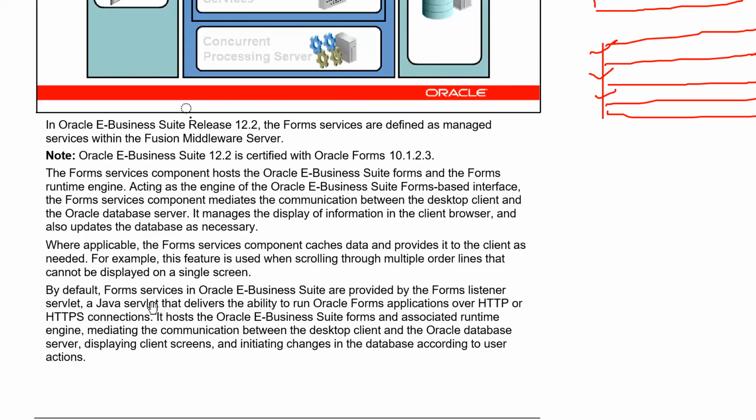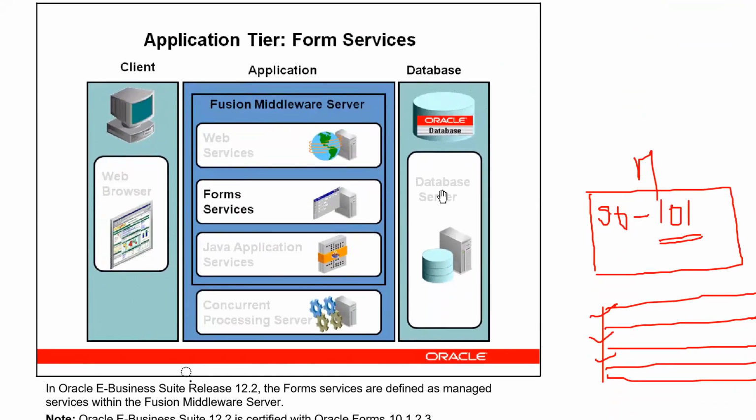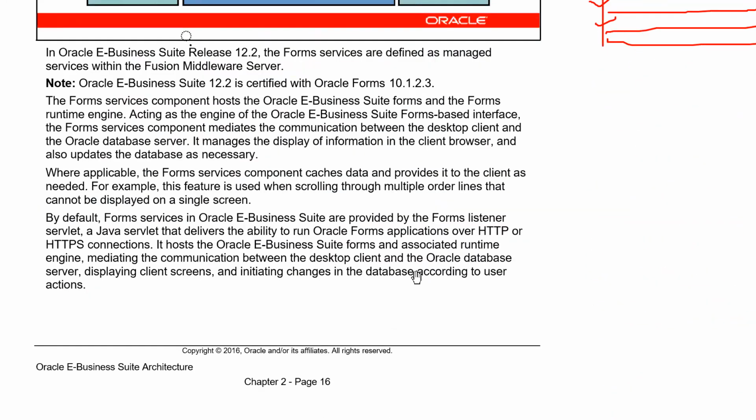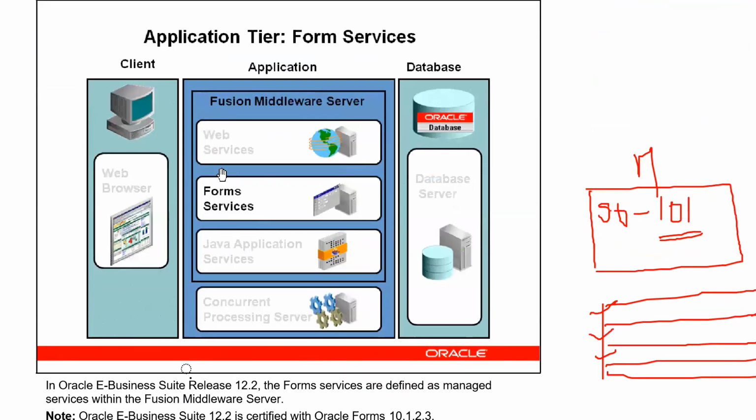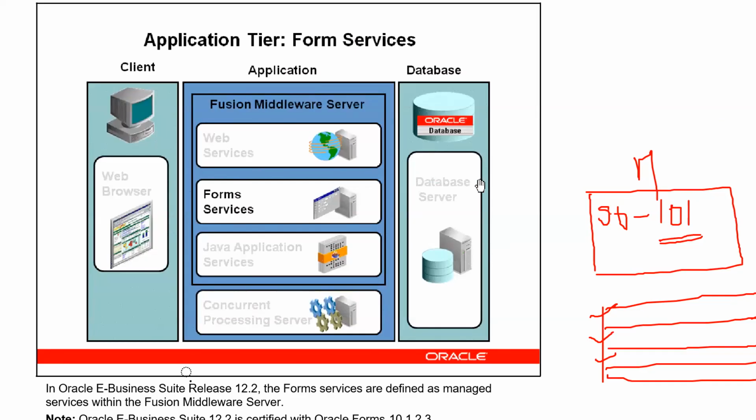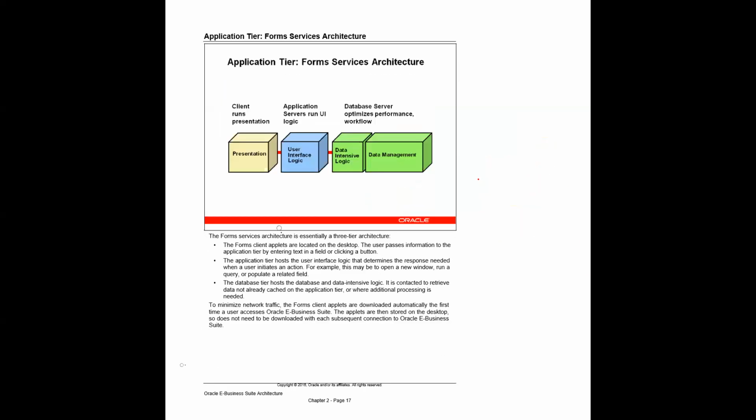By default, form services in the Oracle E-Business Suite are provided by the Forms Listener Servlet. It is a Java servlet that delivers the ability to run Oracle Forms over an HTTP or HTTPS connection. It hosts the Oracle E-Business forms and associated runtime engine, mediating the communication between the desktop tier and the database tier. Any changes you make in the application will be saved in the database if you save it.